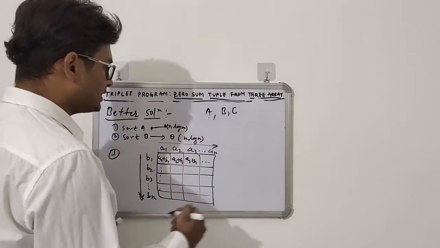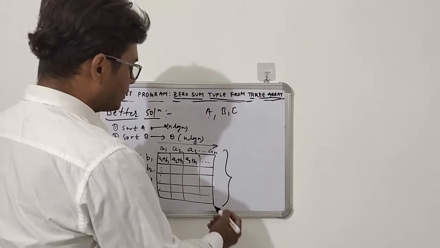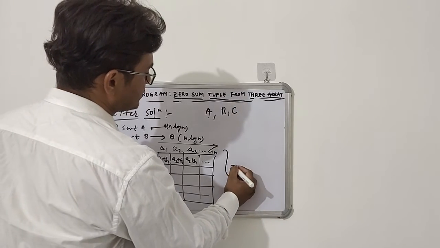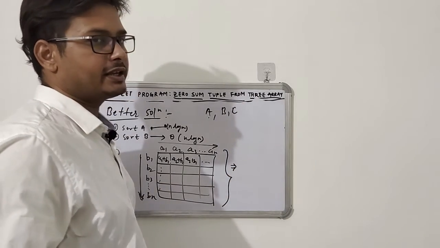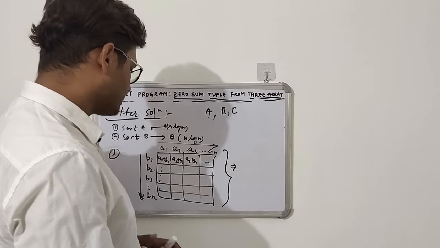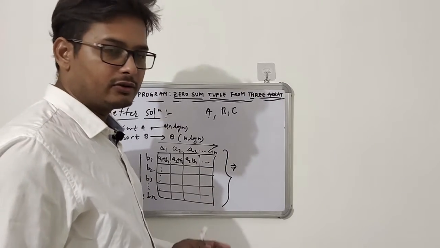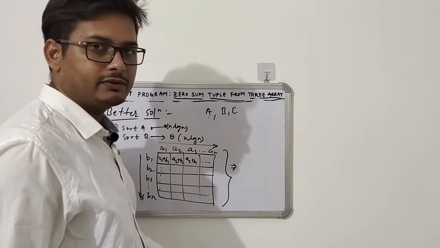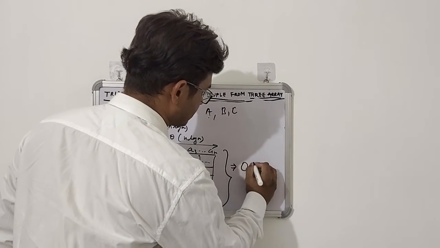Now for creating this whole matrix, how much time will it take? The extra space is obviously n square, and also for storing all the sums, it will take order of n square.